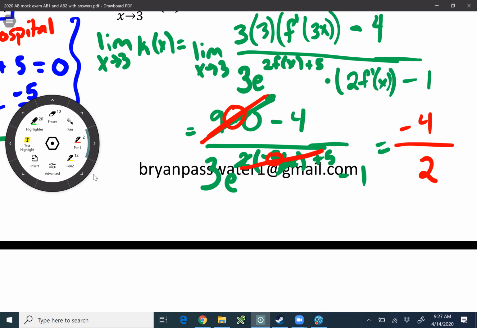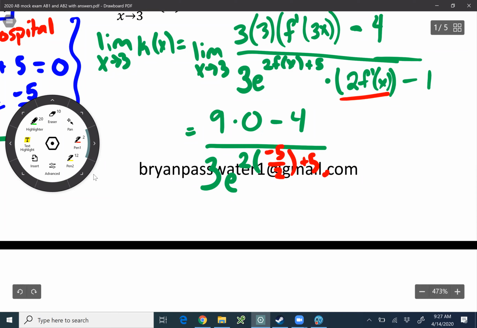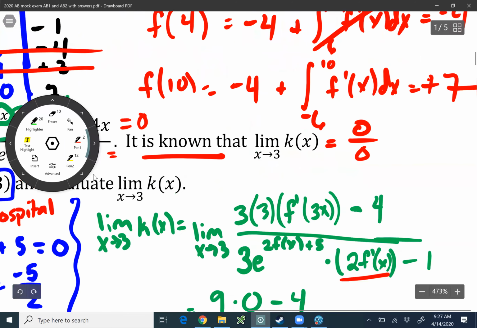And then, did I mess something up? I totally forgot to write this part. I knew I messed that up. Okay. So that's my fault. I forgot in here. I know this is getting kind of messy. Okay, I'm going to write in red just to make sure we know. So this is negative 5 halves plus 5. I forgot this part here. Times 2f prime of 3. So f prime of 3, because we're plugging in 3 now.